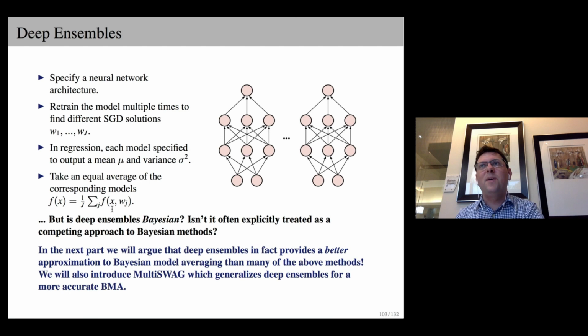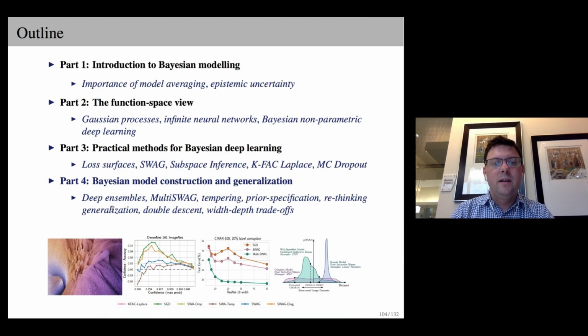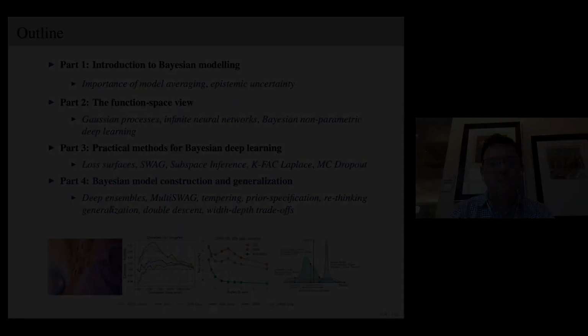And given a finite amount of computation, being able to spread where we're querying the loss surfaces across different basins of attraction is going to be very important for coming up with a good approximation to that integral. So in a sense, it's doing very well at approximating the Bayesian predictive distribution, given a finite number of resources. Next, we'll have part 4 on Bayesian model construction and generalization.